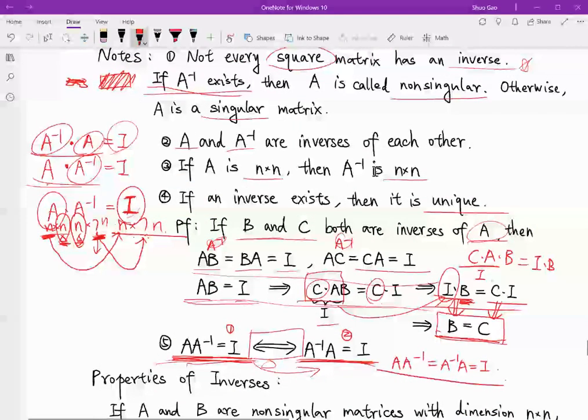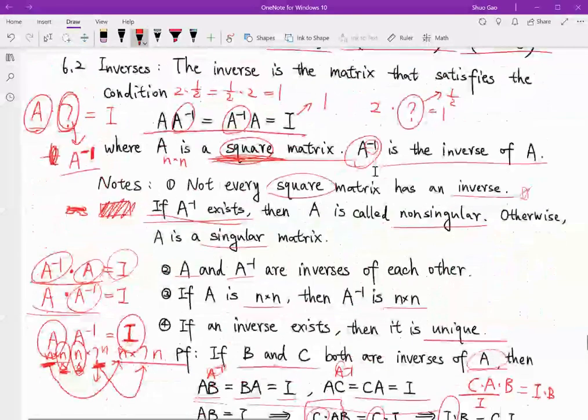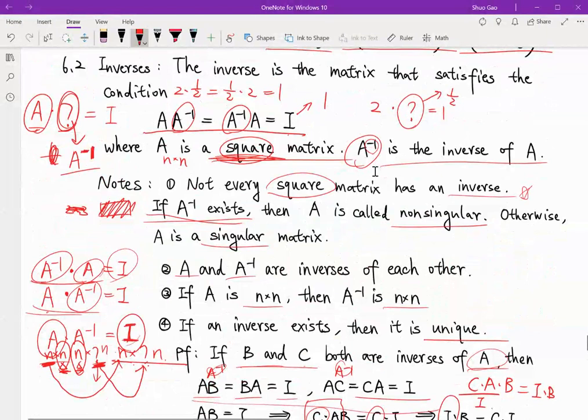Okay. So here in chapter 4, we just talked about some of the concepts of inverses. And in chapter 5, we'll continue to learn a lot of things about finding the inverse matrix. Okay.